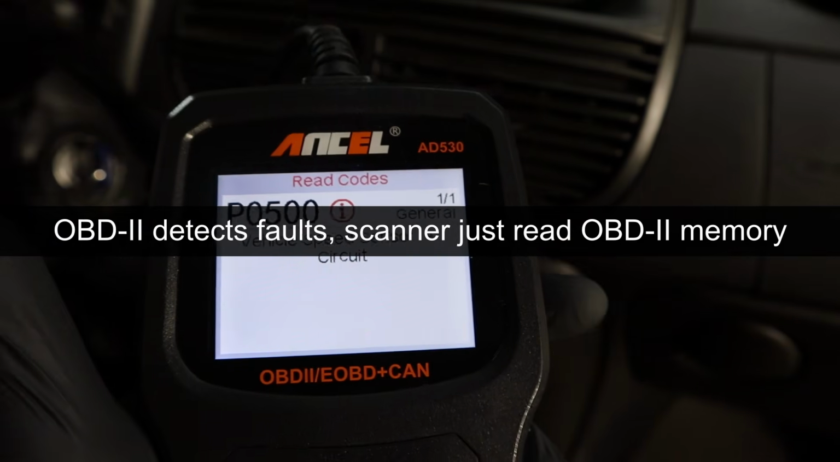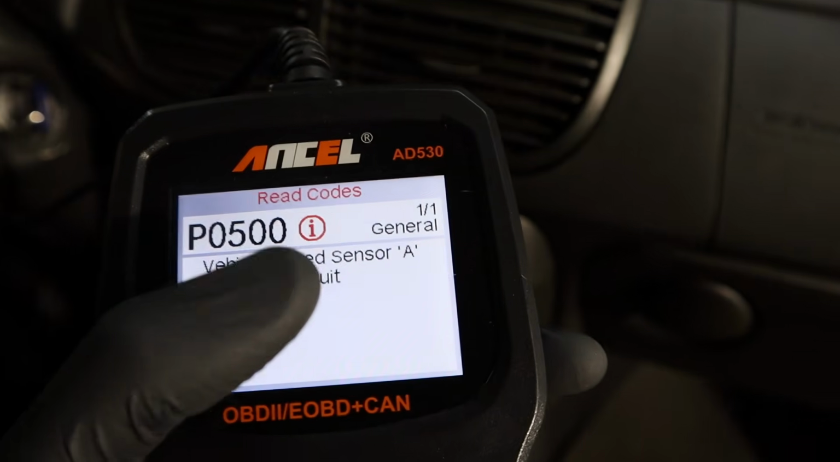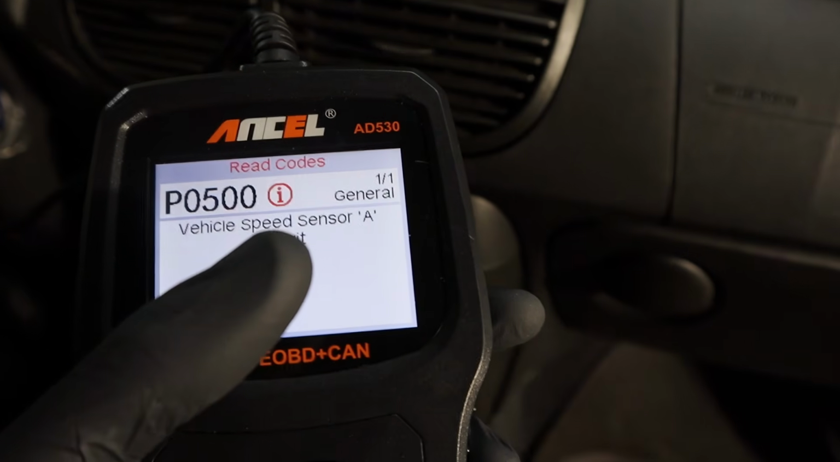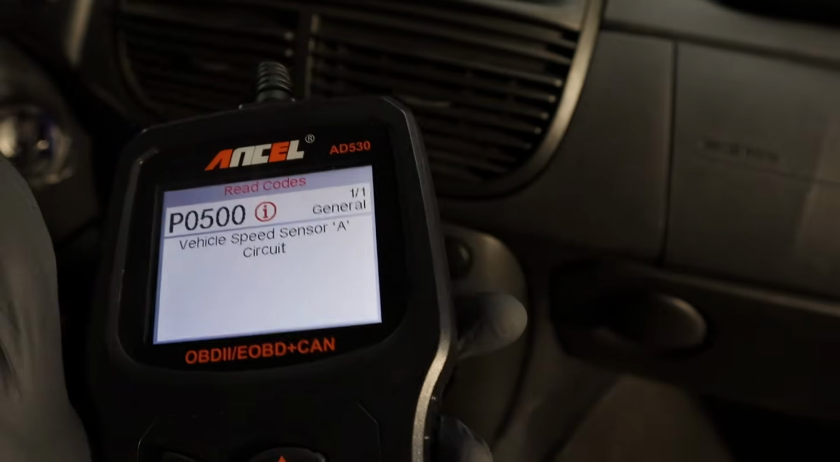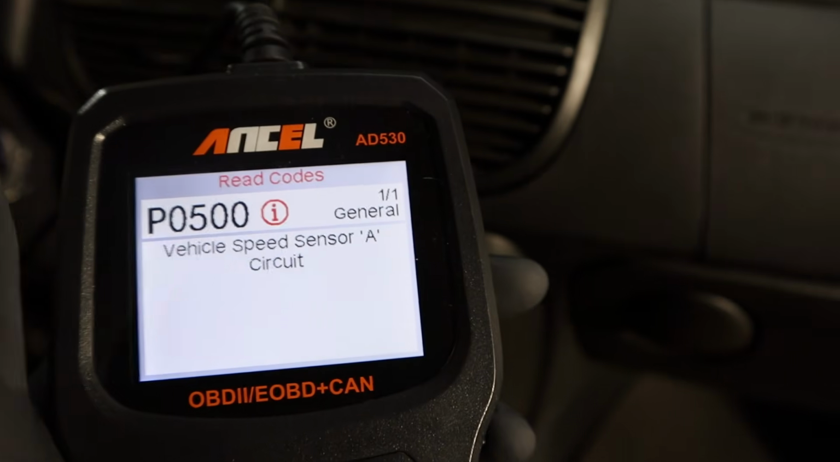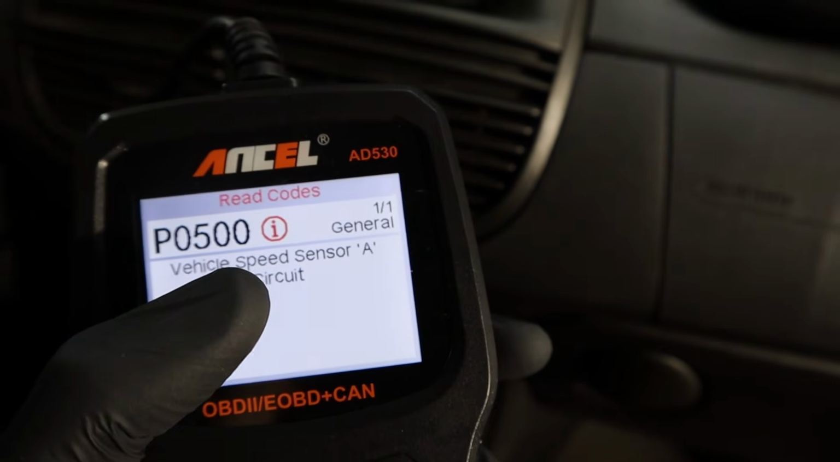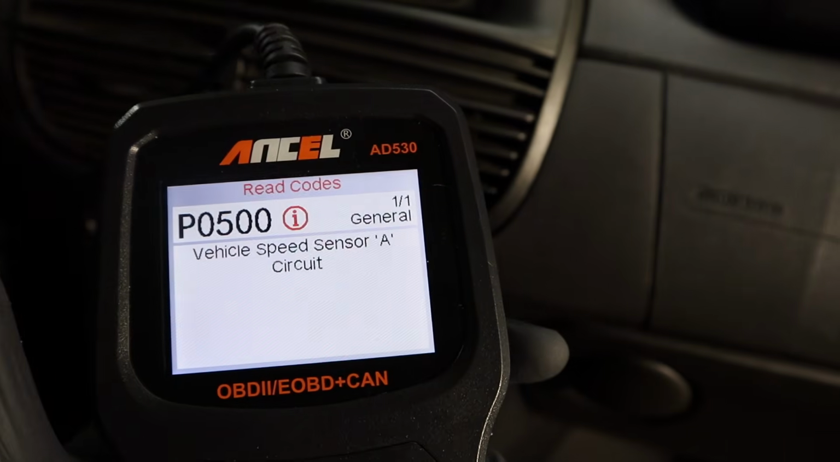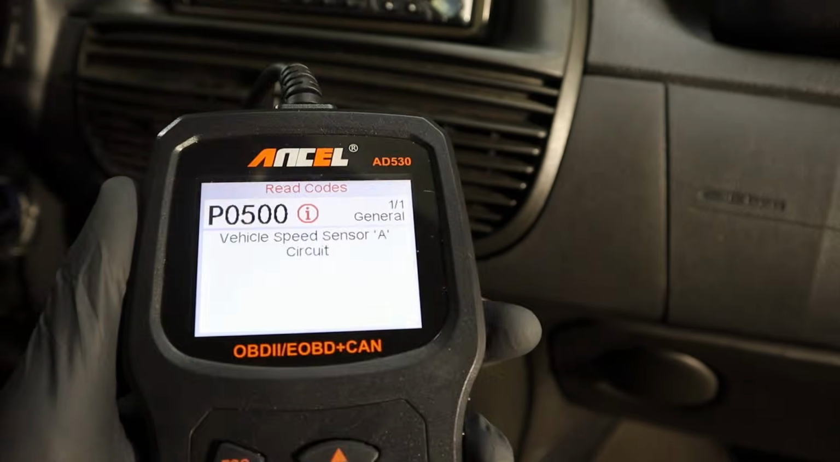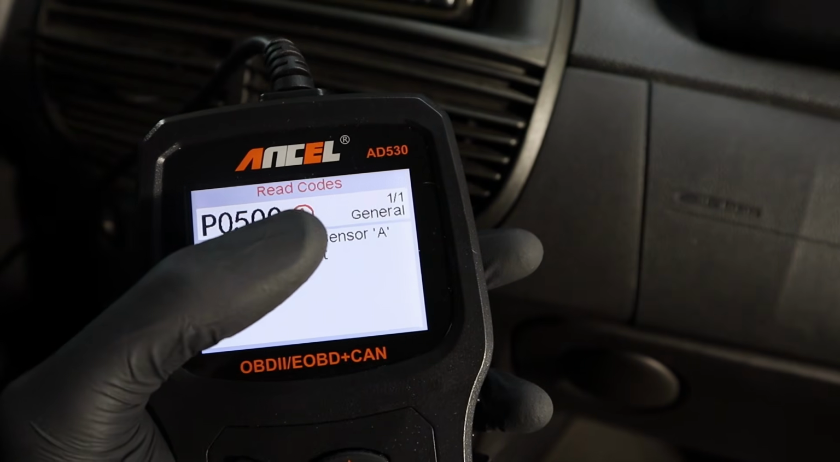The scanner basically works like a translator, because this code is already stored in my ECU memory, and all the scanner does is request that data from my car and translate it to the language I can understand. So I can see on the scanner P0500 vehicle speed sensor code. Now since this code is already stored in my ECU, it doesn't matter if I have a $50 scanner or a $5,000 scanner. Everything they do is just request the data that is already stored in my vehicle.